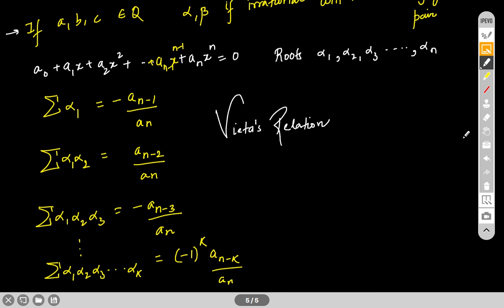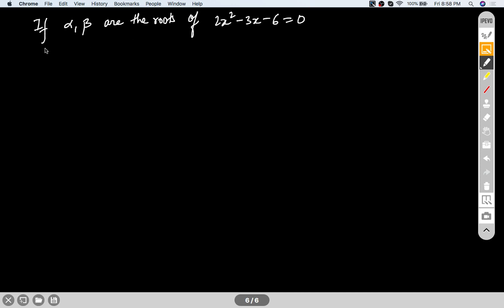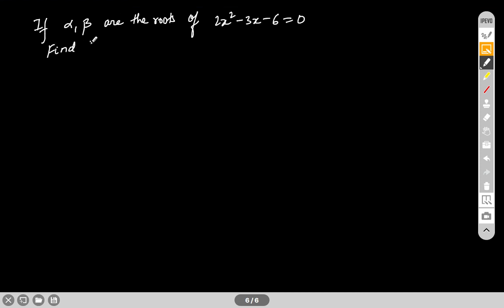Okay, so let's take questions on this. The question is, if alpha and beta are the roots of this equation, find the equation whose roots are alpha square plus 2 and beta square plus 2.